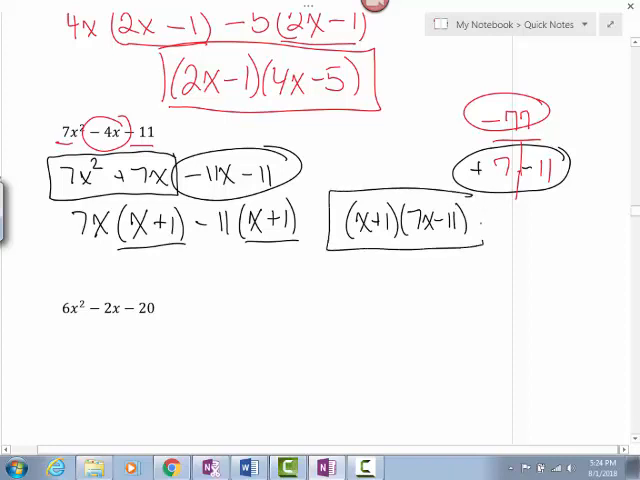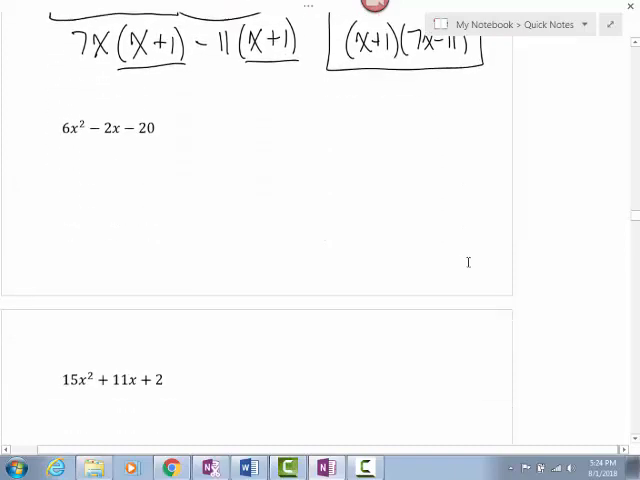7x minus 11. So really what I want to point out is that this idea of grouping, it's been working with every single problem we've done since 13.1. So to me, if you can master this skill of factoring by grouping, you can do all the problems in chapter 13.